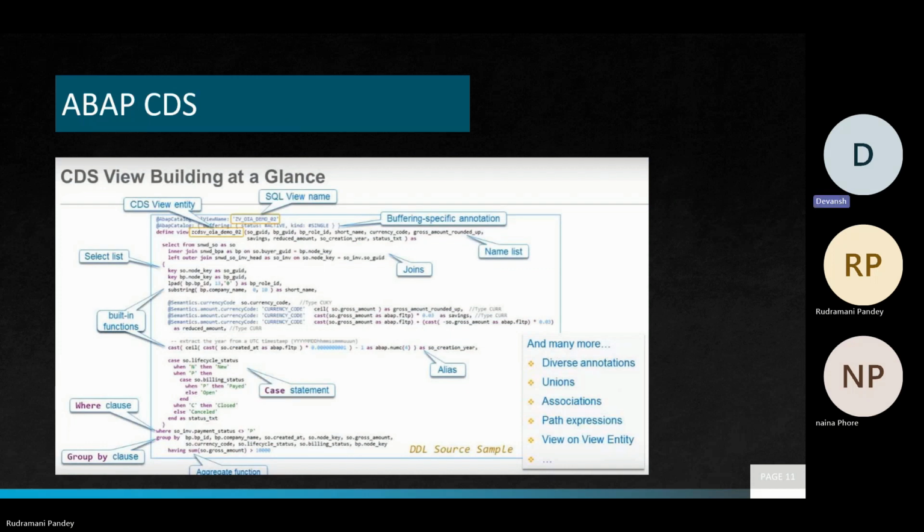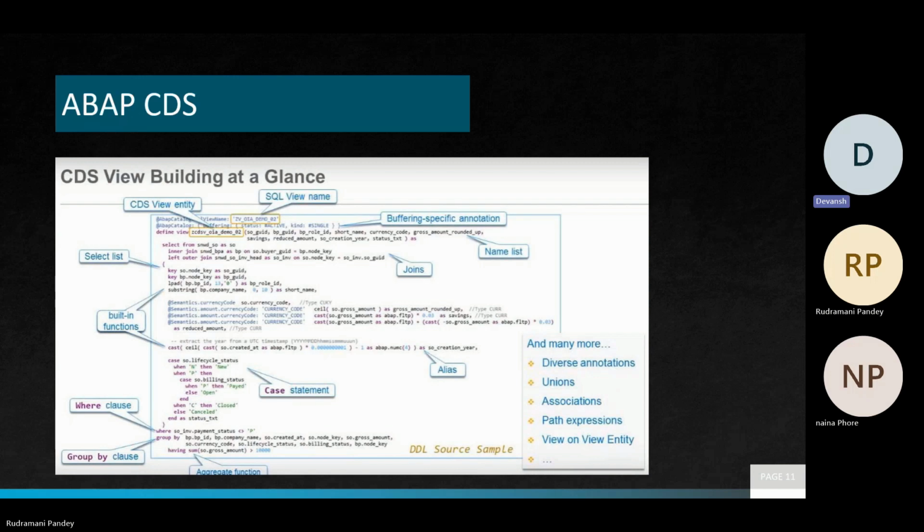CDS view. This is not part of core HANA, but it is ABAP on HANA. In our session we are going to teach how to build CDS views too, because CDS views are now used in OData as a data source, hence we are covering ABAP CDS also. CDS is core data service, and it is used to get data from different databases and to build relationships between them through associations.